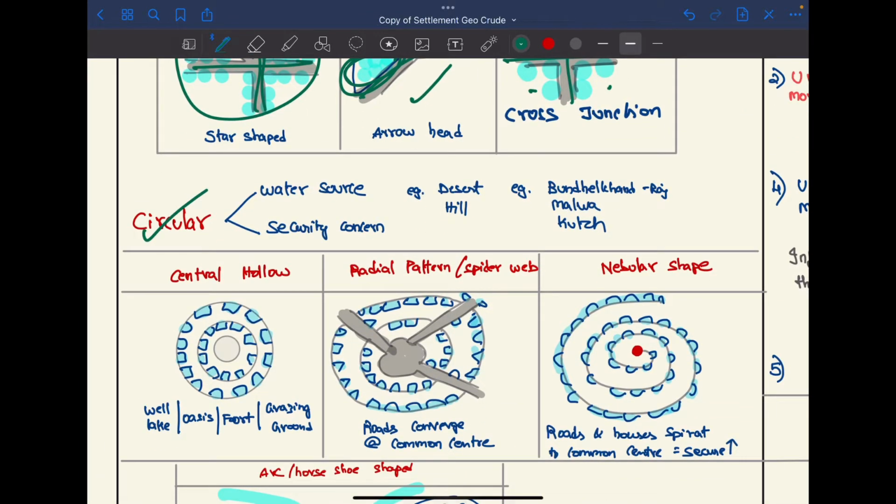Next one, the circular. It is seen when there is a congregation towards a water source, or for security concerns, for example, oasis in deserts, or security purposes because of the tribal conflicts. This can be seen in Bundelkhand, Rajasthan region, Malwa, Kutch, etc.